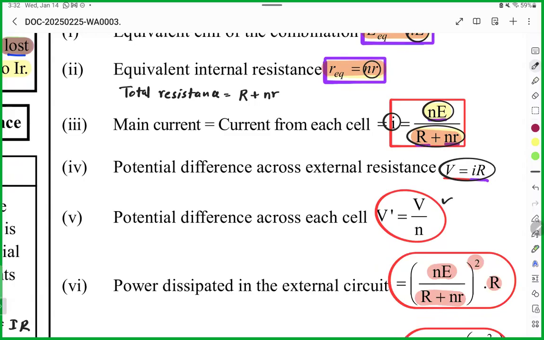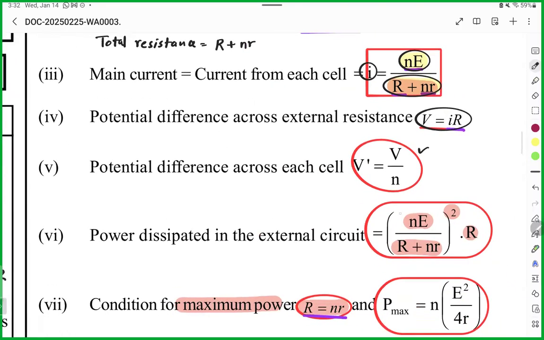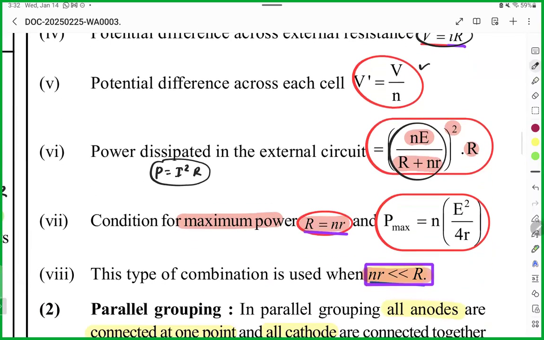Power dissipated in each cell is I square R. This complete thing is I, and you know the formula of power is I square R. That's why the I value is given here. Maximum power: P maximum for one cell is equal to E square by 4R. And N times, we need to focus, because E square by 4R was common.